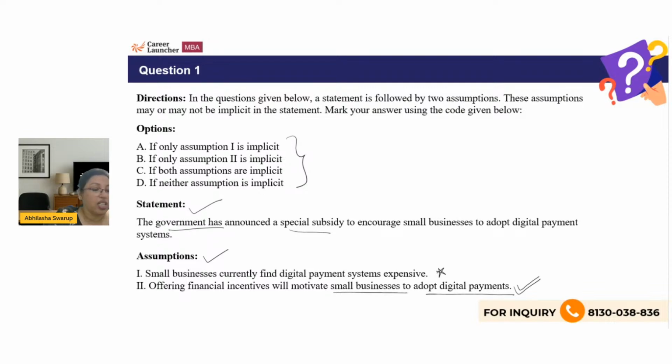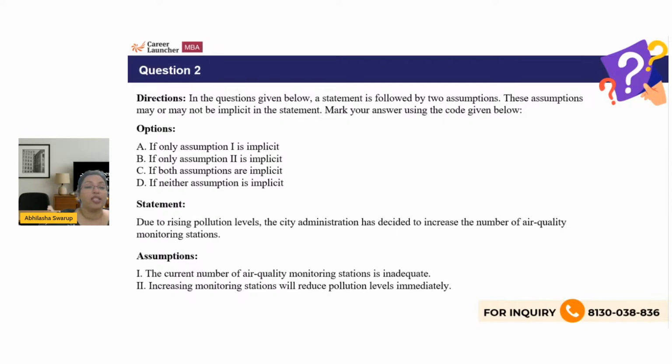The government does not necessarily know that the digital payment is expensive or that the small businesses find it expensive. So therefore, the first one will not be valid. My bad. Only the second one should follow. Let's look at the next question. Question number 2, which says, due to rising pollution levels, the city administration has decided to increase the number of air quality monitoring stations. The current number of air quality monitoring stations is inadequate.